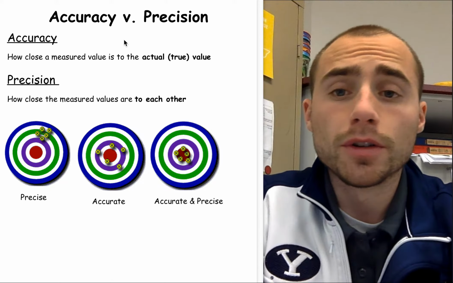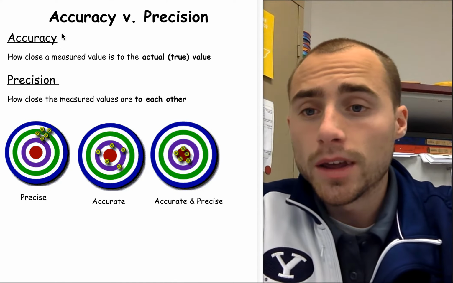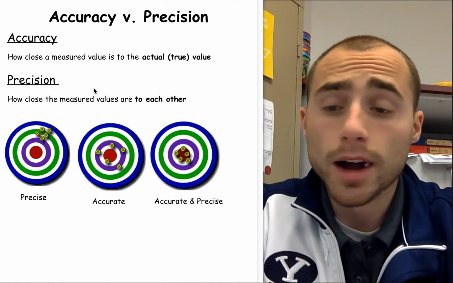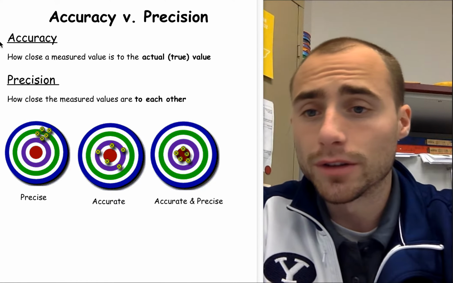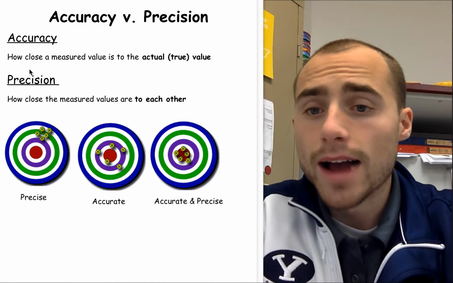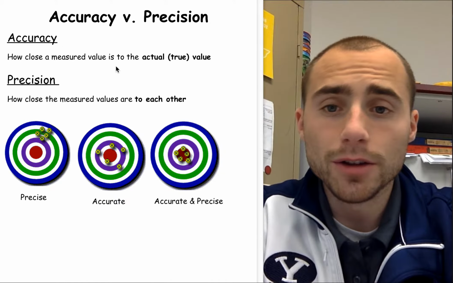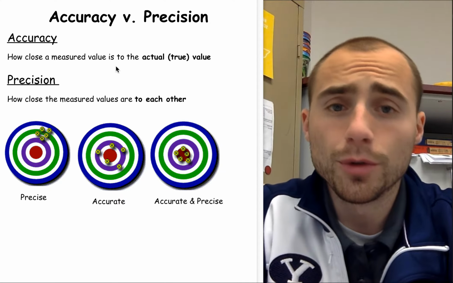This video tutorial is on accuracy versus precision. These are very similar concepts, but they do have their slight differences. So let's start off looking at accuracy. Accuracy is how close a measured value is to the actual or true value.